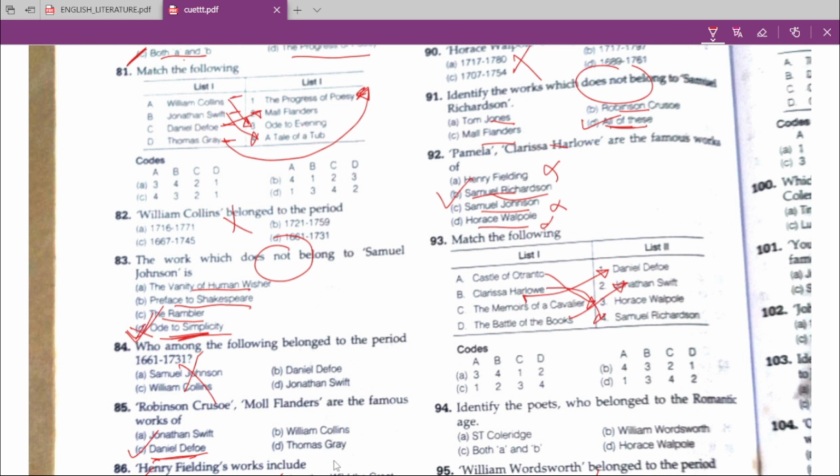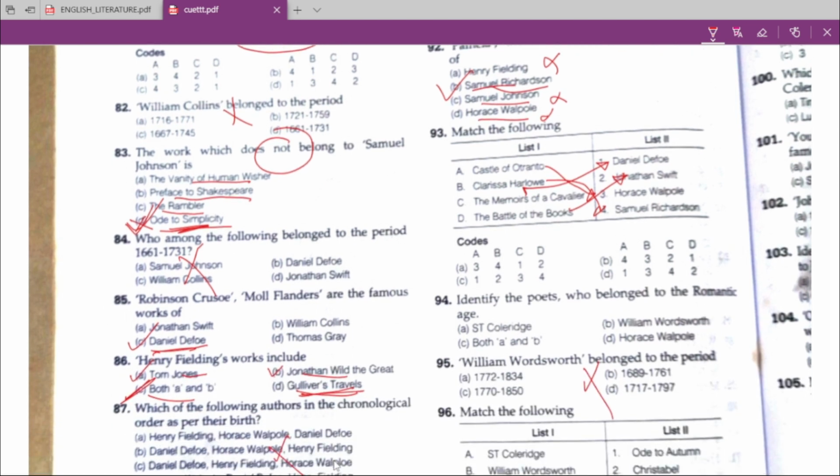Horace Walpole. Next question. Identify the poets who belong to the Romantic age. Samuel Taylor Coleridge, William Wordsworth, Horace Walpole. This is wrong. So both A and B.